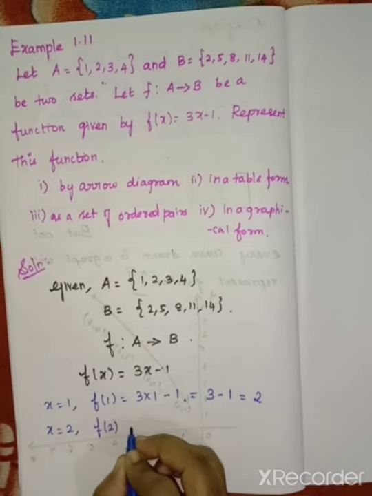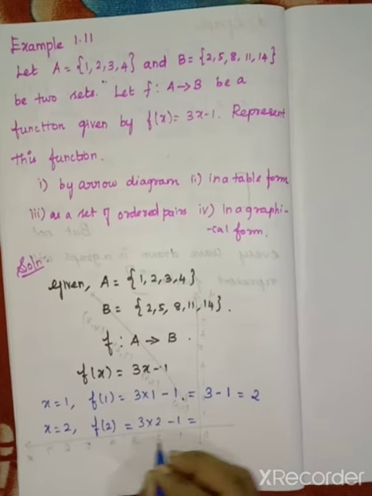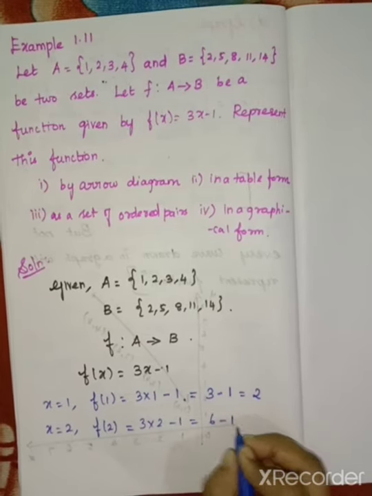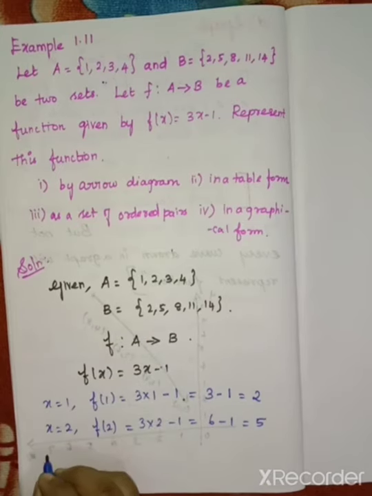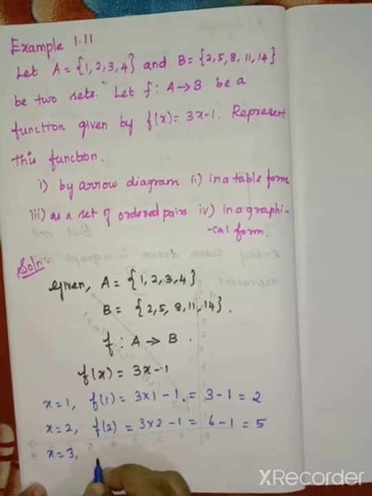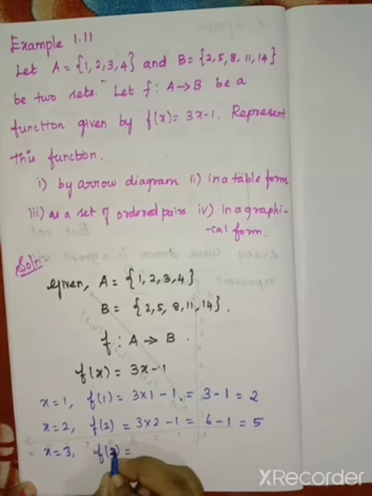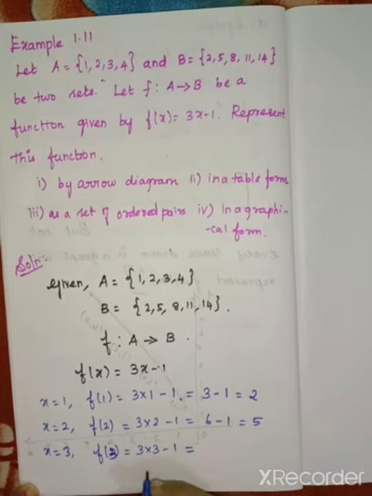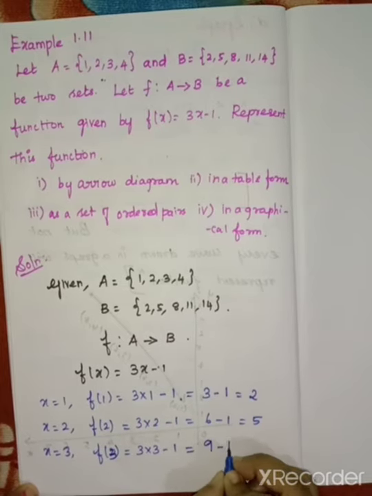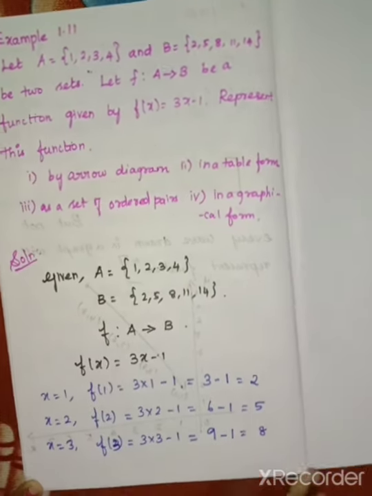f of 2 equal to 3 into 2 minus 1. So 3 2s are 6 minus 1, 5. So 5 is also in the B set. x equal to 3: f of 3 equal to 3 into 3 minus 1. So 3 3s are 9 minus 1. So we get 8. So 8 is also in the B set.